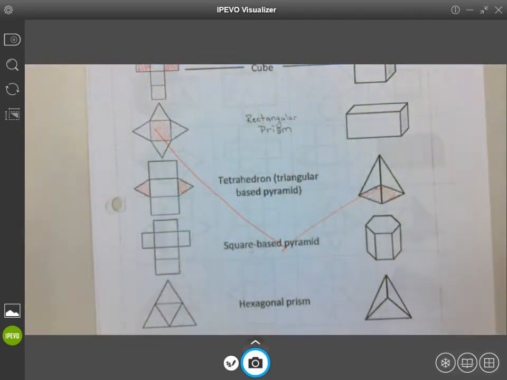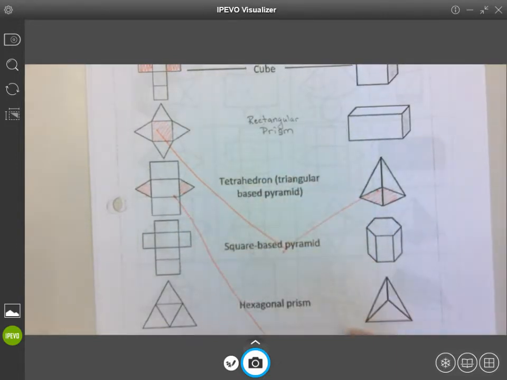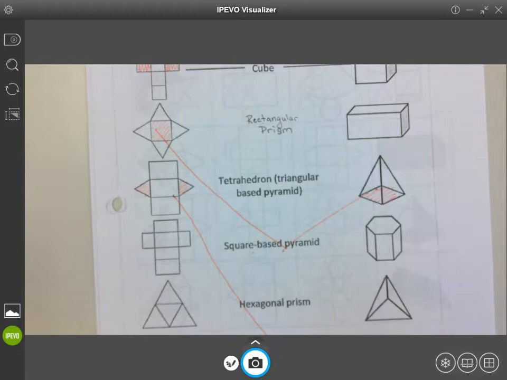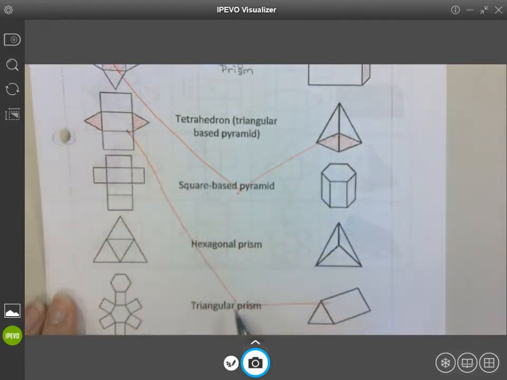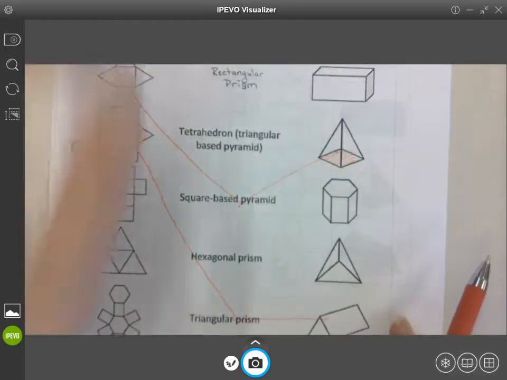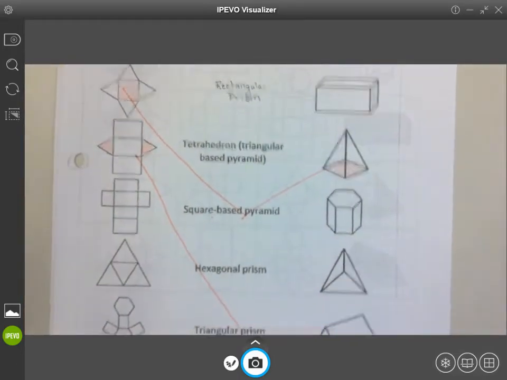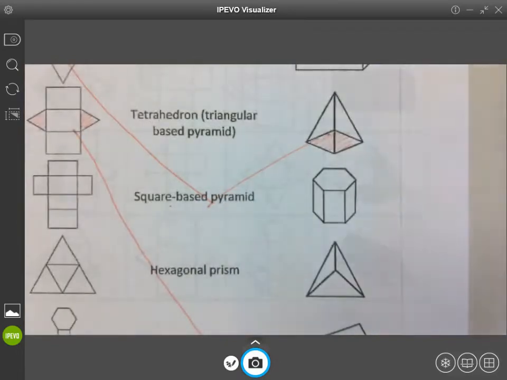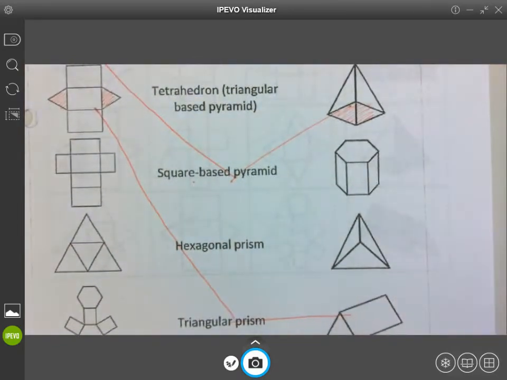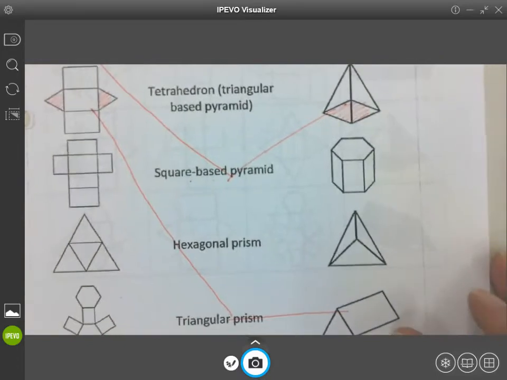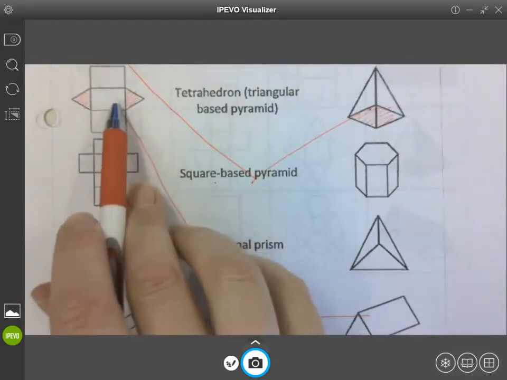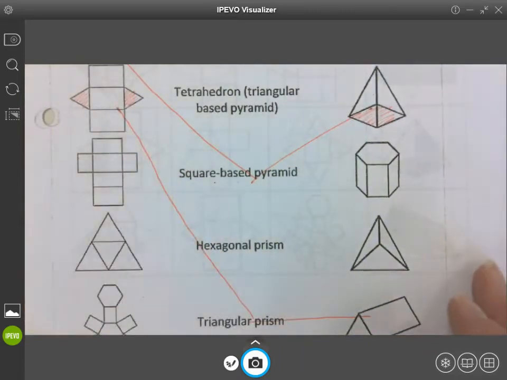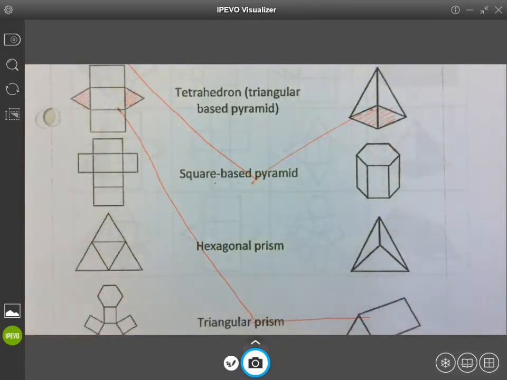So where's this guy? It is down here, triangular prism, and this is the picture of it. So this is your triangular prism. And the reason we're taking the time to go over these is because we're going to start talking about surface area and volume. In surface area, you truly are just finding the area of all the sides. So if I understand that this shape is made up of two triangles and three rectangles, I can find those shapes easier.